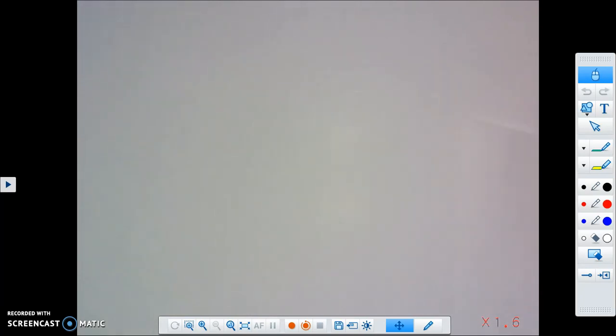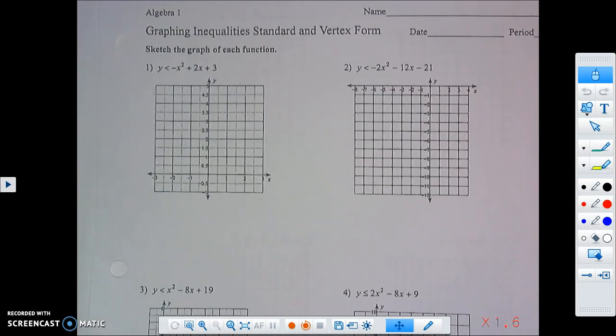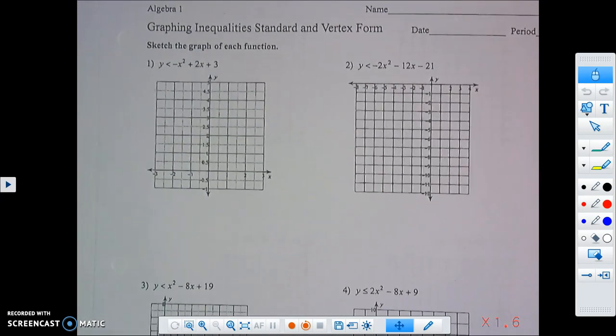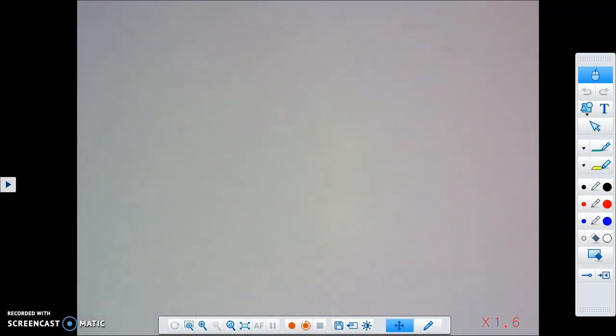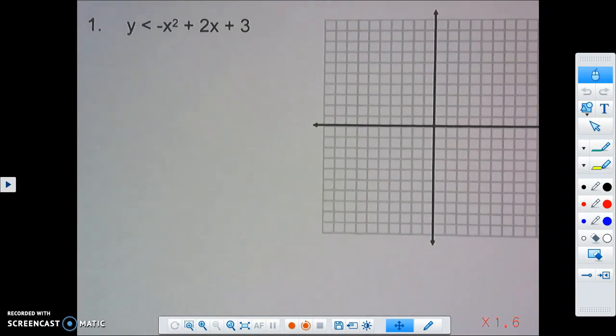Okay? So for our examples today, you're going to actually be using this sheet that I gave you. I'm going to choose a few of these to actually go through and graph with you all. Okay? So the first one we're going to look at is number 1. So here we have y is less than -x squared plus 2x plus 3.